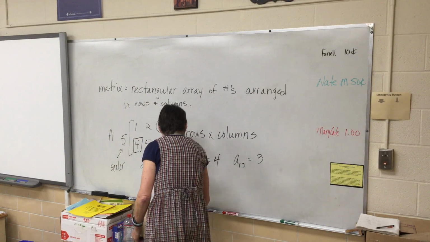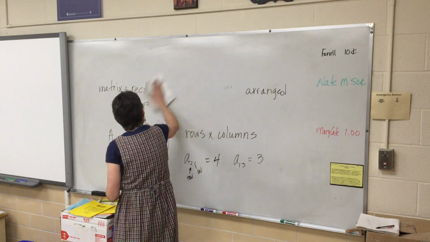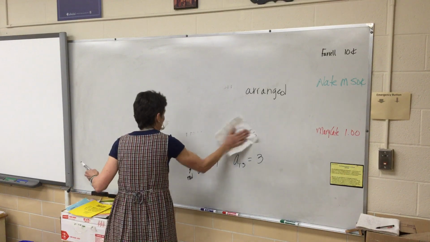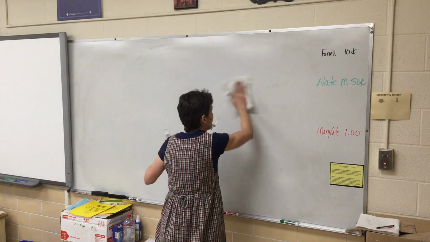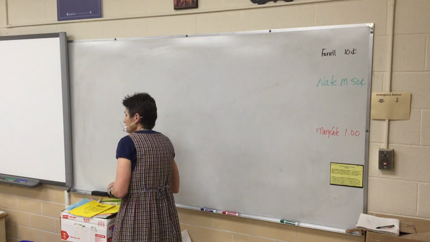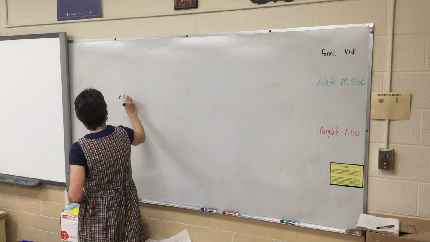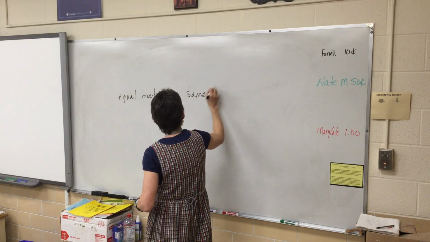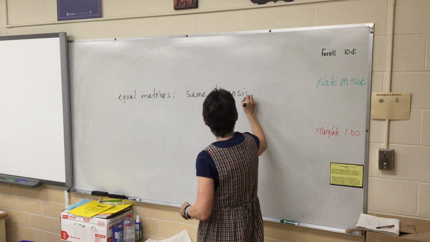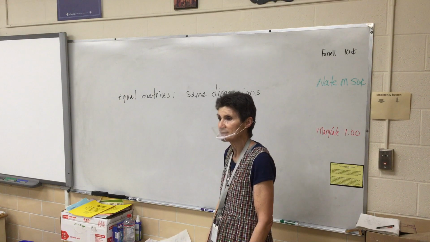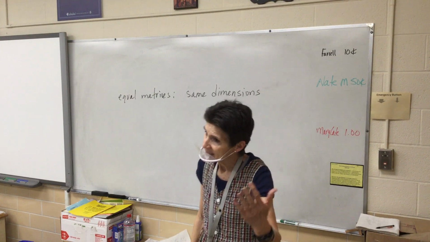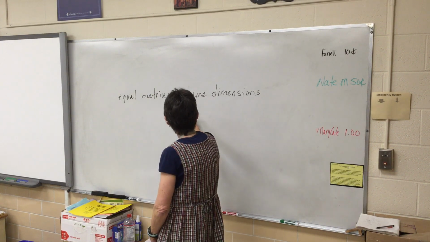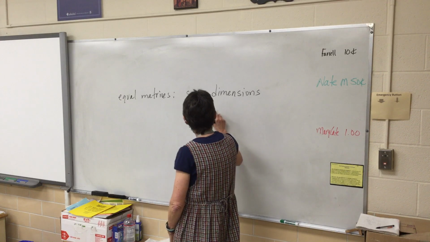Equal matrices. Any idea what we mean by equal matrices? The number in the rows, same as the number in the columns. I think I understand what you're saying. Equal matrices have 2 qualities. First of all, they have to have the same dimensions. In other words, if they're going to be equal, they have to be the same size. Doesn't that make sense? 5 by 8 can't equal a 2 by 3. They have to be the same size. And then their corresponding entries have to be equal.